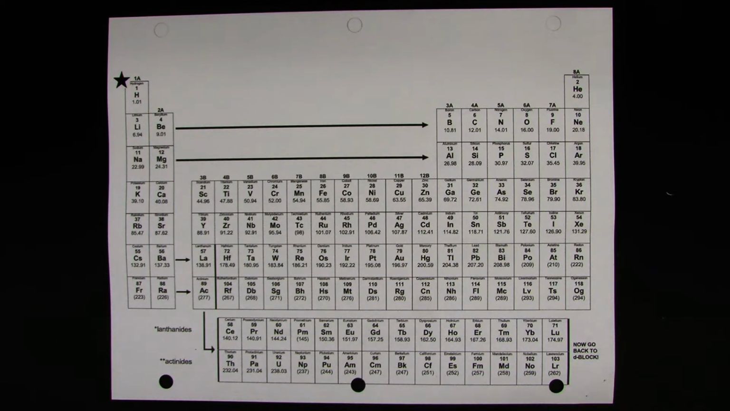My name is Mr. Cobalt, and in this video I'm going to show you how you can use the periodic table to find the electron affinity of any atom on the periodic table.